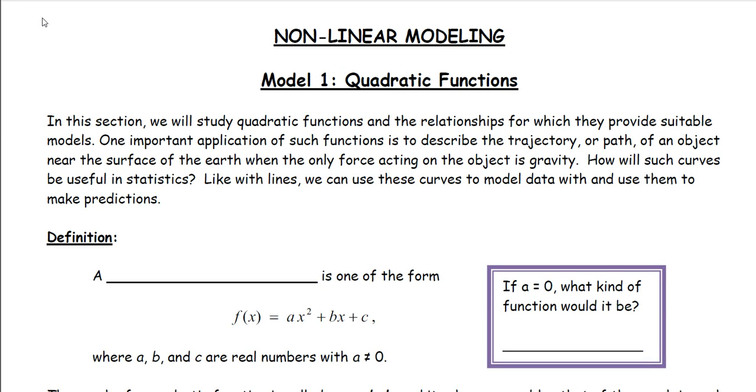Hello. Today we're going to look at nonlinear modeling or nonlinear functions. And there's many different nonlinear functions we could look at. The first one we're going to look at are quadratic functions.